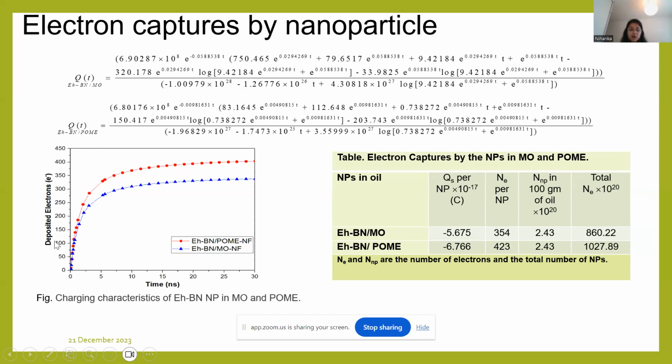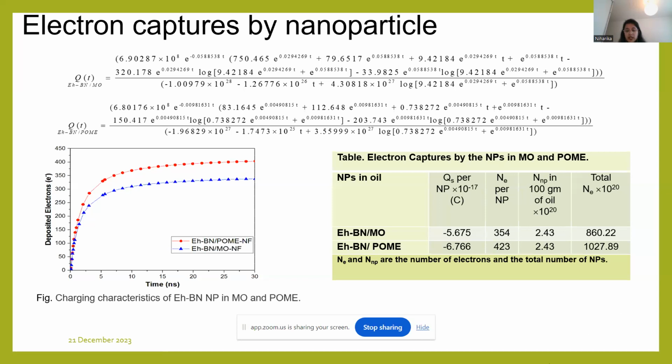And in the graph below, we can see the deposited electrons on the nanoparticles when they're present in mineral oil or when they're present in Pongamia oil methyl ester. From the table here, we can see how the charge per nanoparticle is given. So we can see that 423 electrons are captured per nanoparticle as compared to 354 electrons captured when the nanoparticle is present in mineral oil.